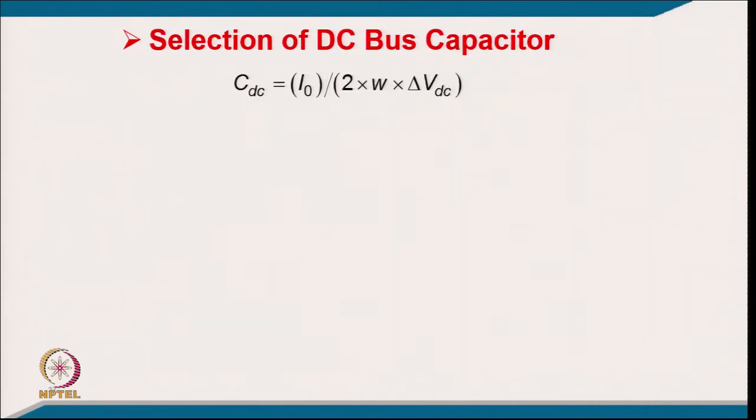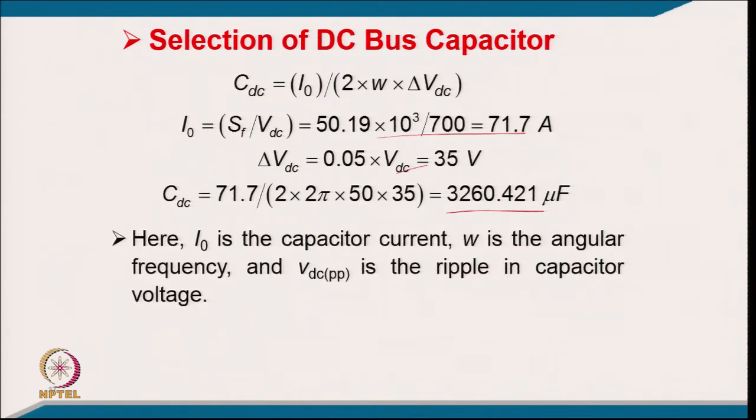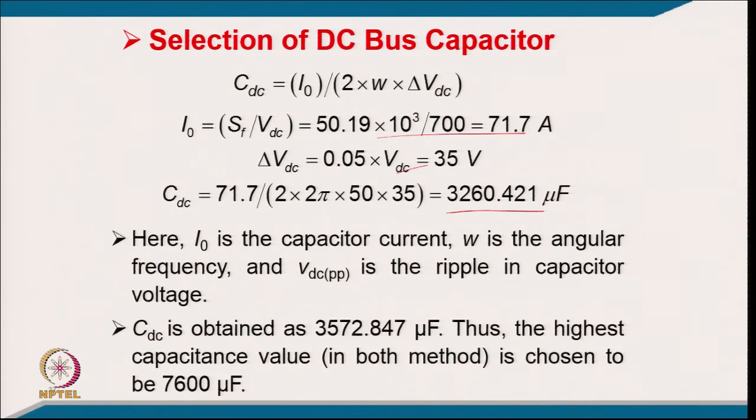Coming to another criterion for selection of the capacitor, because you might have a load unbalance, for that the second harmonic also comes on the capacitor. Based on this criterion, if you calculate all of those, it comes around 3260.421, where I0 is the capacitor current, omega is the angular frequency, and VDC is the ripple voltage. So the capacitance obtained is 3572. Thus, the highest between the two values is selected, that is 7600 microfarad.